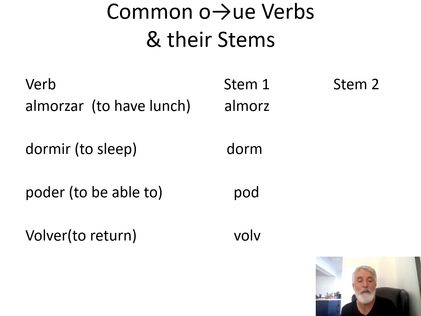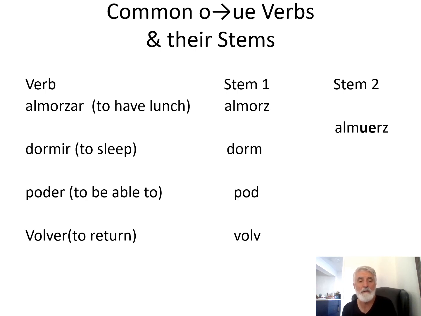So the first verb here is almorzar, and it means to have lunch. So what is the stem of almorzar? I drop the AR and I get almorz. You should all be able to do that. But now, I told you stem changers have a second stem. What is the second stem? Well, as you can see, the O goes to UE. So if I change the O of the stem to UE, I get almuerz. You see that change? I have a second stem.